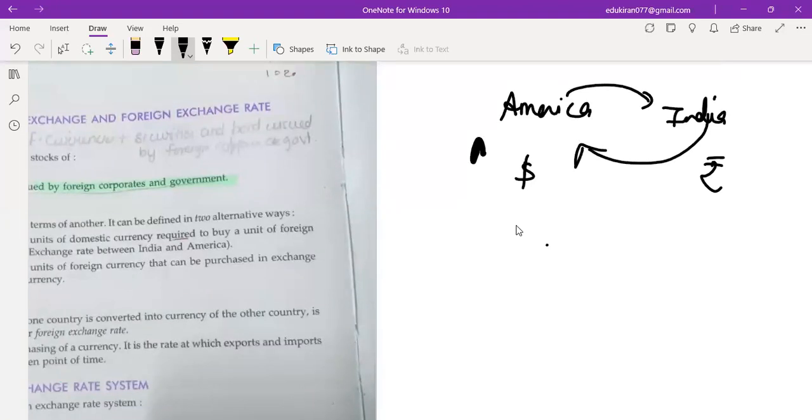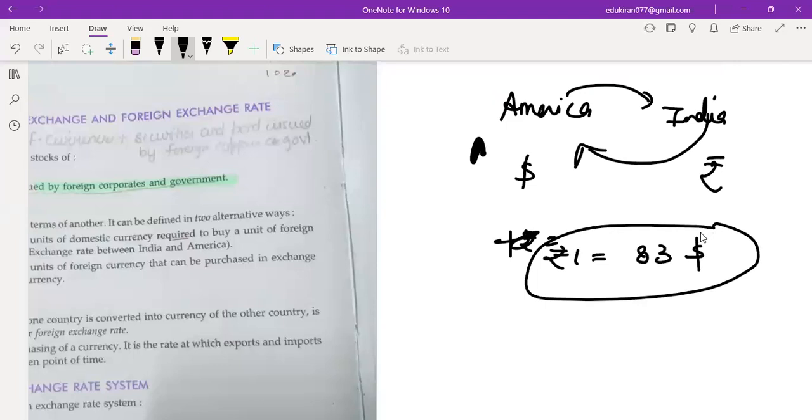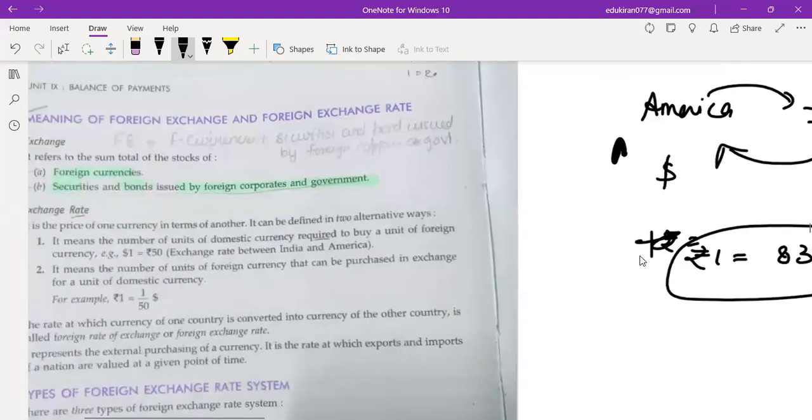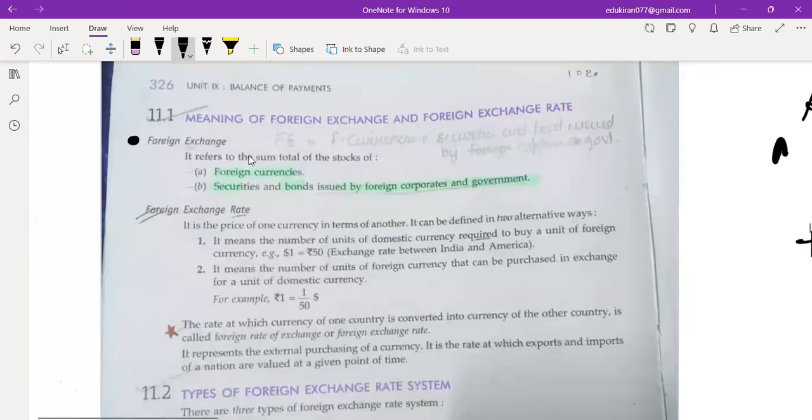So for example, there is always a situation like this: 1 rupee equals to something dollars, like for example, $83. So this is basically the rate, the exchange rate, that for 1 rupee, how much you will get. So this is basically the exchange rate. So ma'am, what is foreign exchange? It refers to the sum total of stock of foreign currencies.